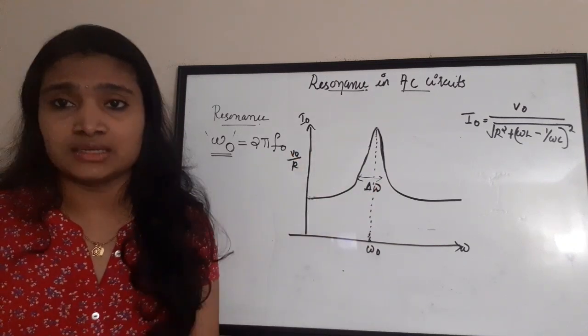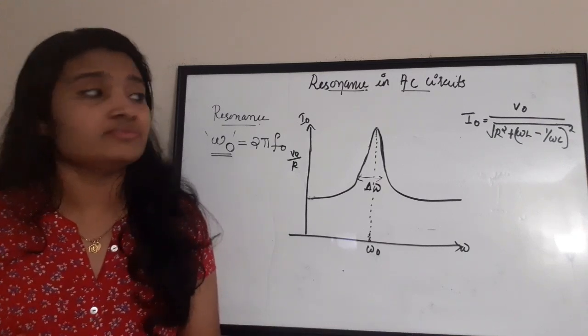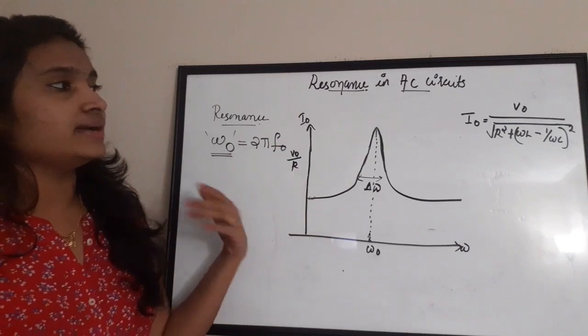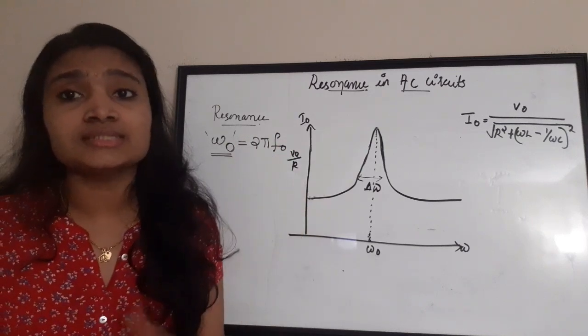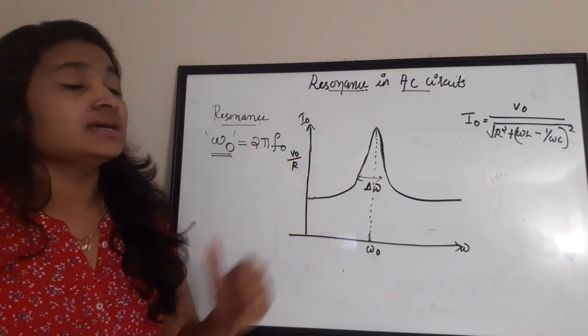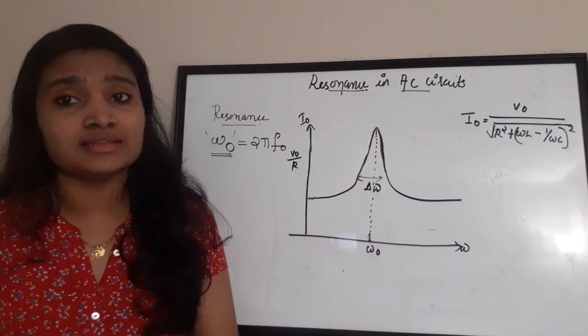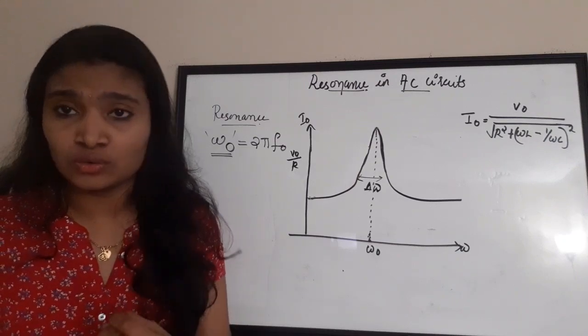Now, what are the features of this resonance state? When we introduce the inductor and the capacitor, we call the resistance the impedance. At the resonance state, the impedance of this series RLC network is very, very low.